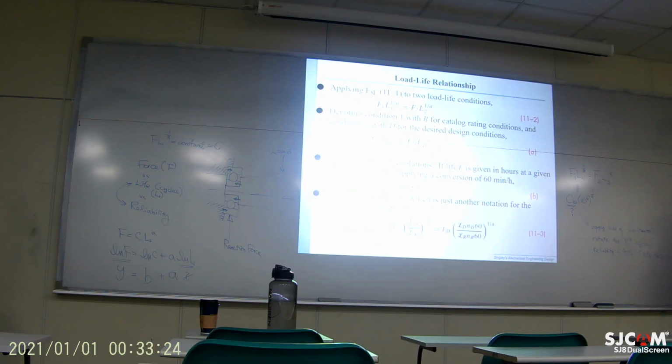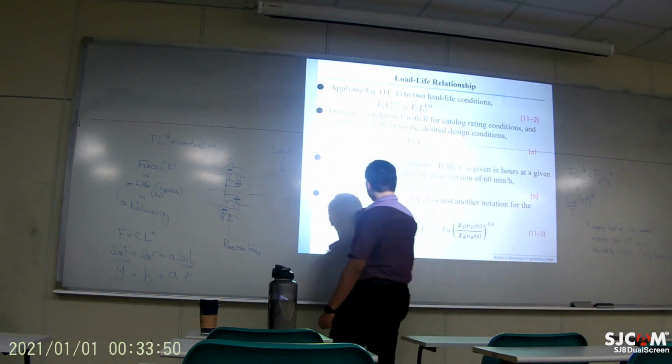So if you have 1,000 pieces, all of them apply the load of C10, and all of them rotate for 10 to the power of 6 cycles, 10% would be 100. 100 pieces will fail. That's the rating. So it's a rating, a load rating.